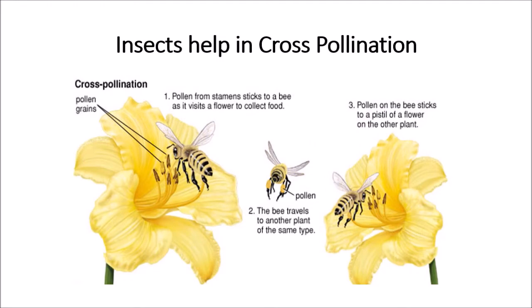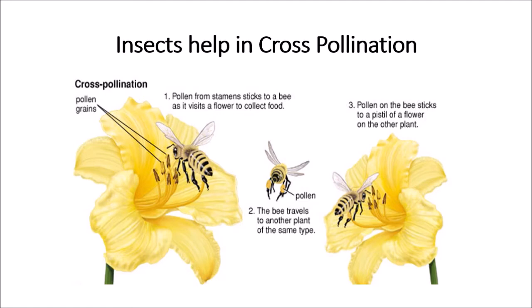Now, how do insects help in cross-pollination? The insects, for example, you can see in this picture, the bee, which sits on different flowers. Why do they sit on different flowers? In order to suck the nectar. They help in pollination by transferring the pollen from the anther of one flower to the stigma of another flower. This is how cross-pollination is carried out by insects. Apart from this, the blowing wind also carries pollen grains from one flower to another flower and helps in the process of cross-pollination.